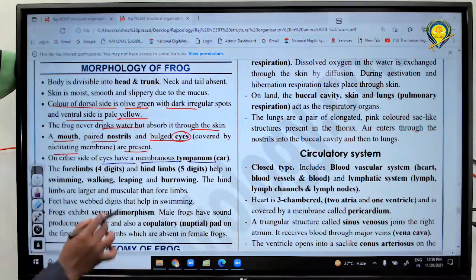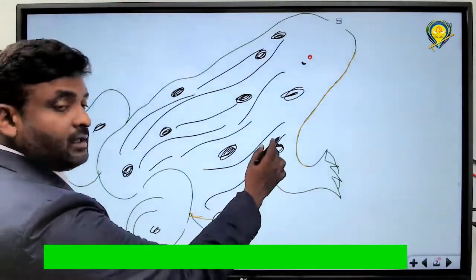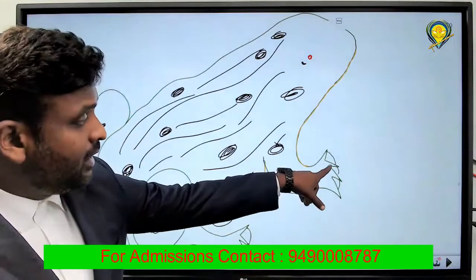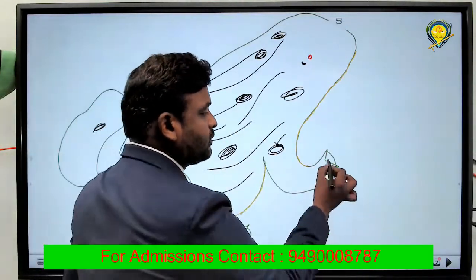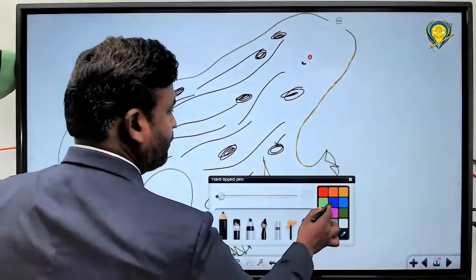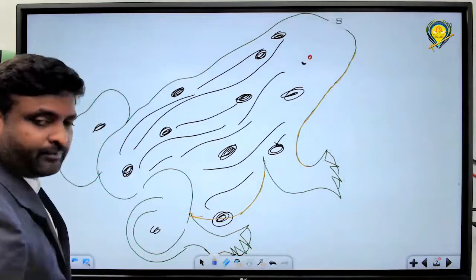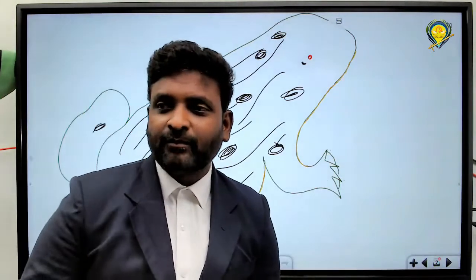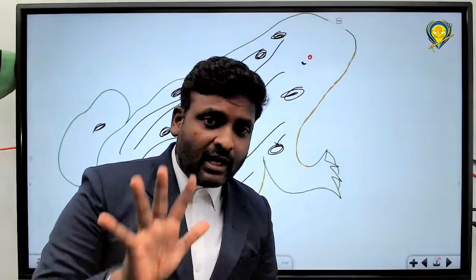And next one, forelimbs and hind limbs. How many in total? 2 pairs, right? And the next one, each limb, about 4 limbs, with how many digits? Could you please find out? 1, 2, 3, 4. Totally how many digits? 4 digits. But hind limbs 1, 2, 3, 4, 5. Totally how many digits? 5 digits. Forelimbs with 4 digits. Hind limbs with 5 digits.